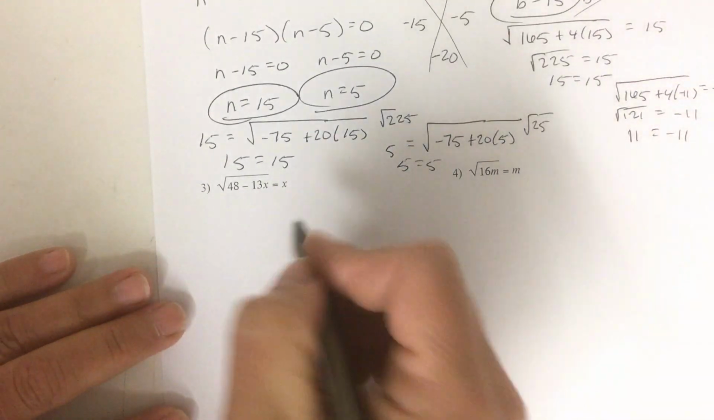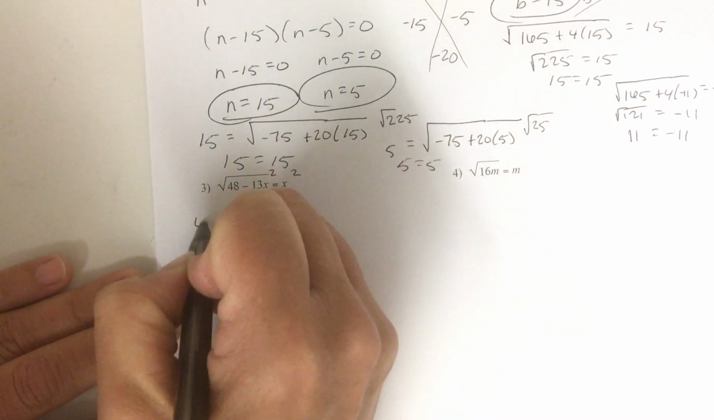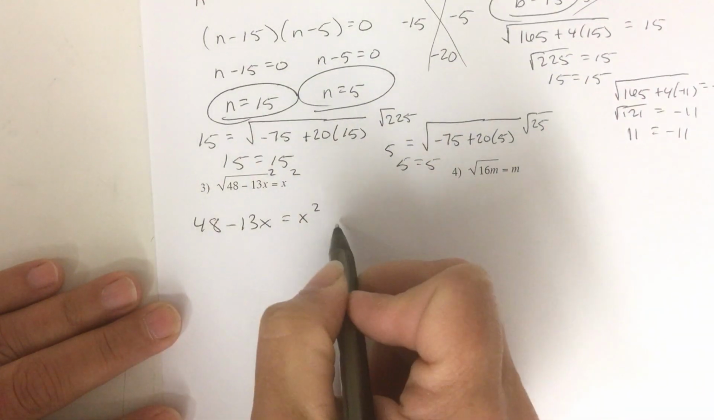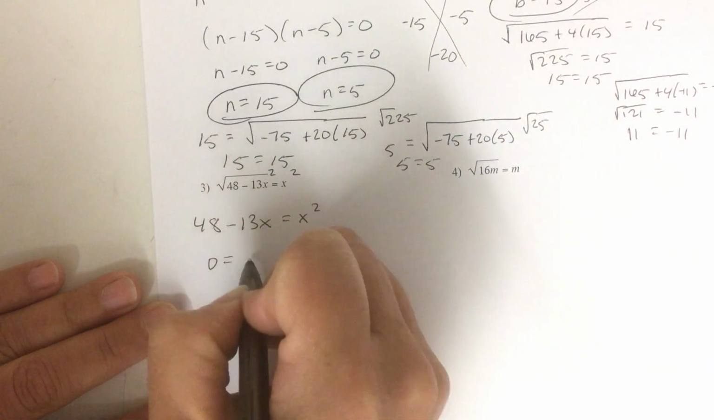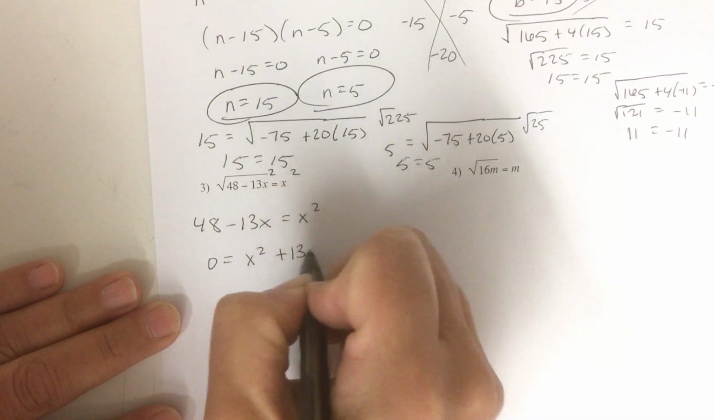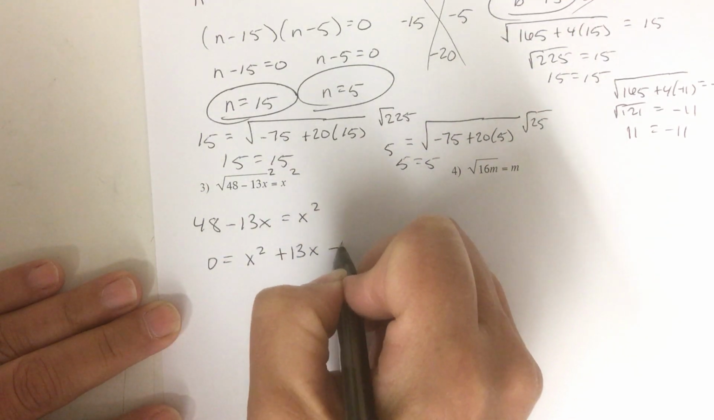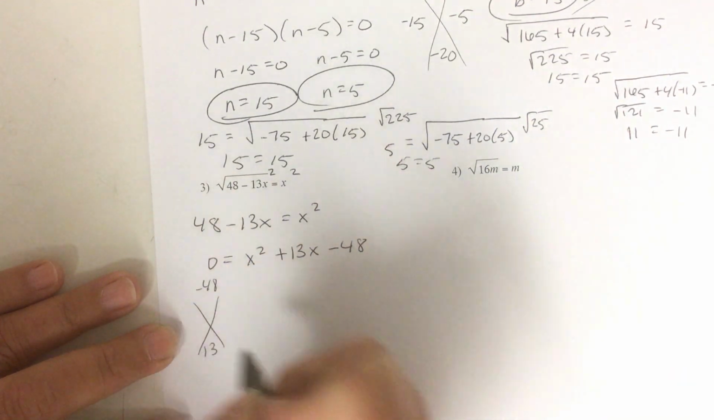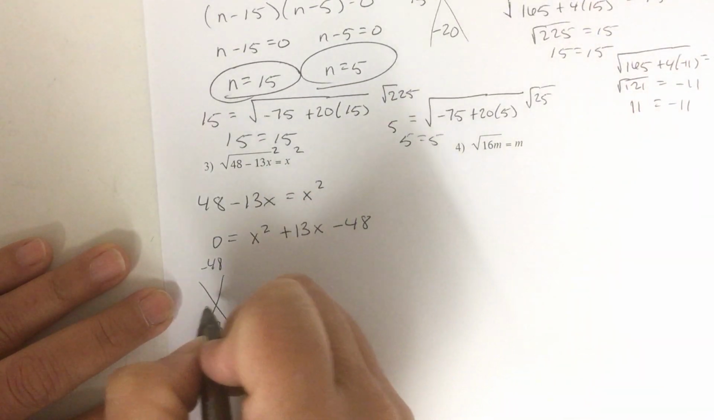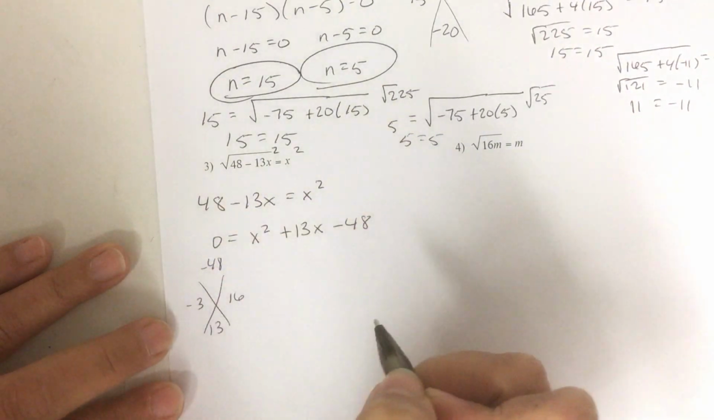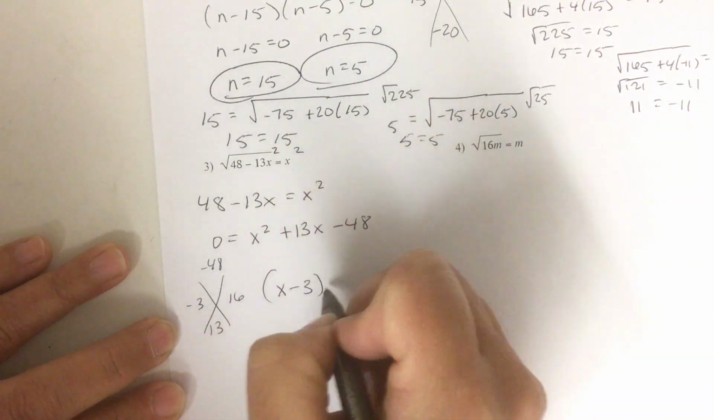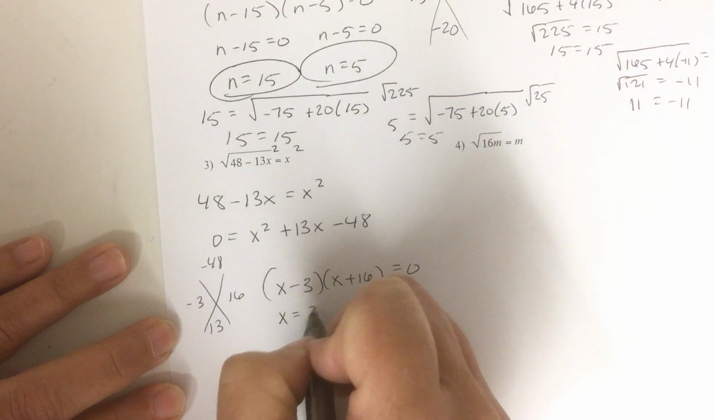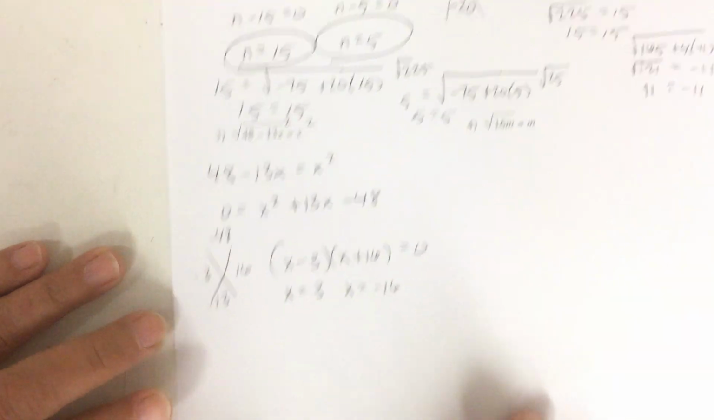Okay, let's do number 3. Square both sides. You get 48 minus 13x equals x squared. Move everything over to the side with the x squared. 0 equals x squared plus 13x minus 48. Again, you can use quadratic formula here if you want to. That's going to be a positive 16 and a negative 3. So x minus 3, x plus 16 equals 0. That gives you x equals positive 3 and x equals negative 16.